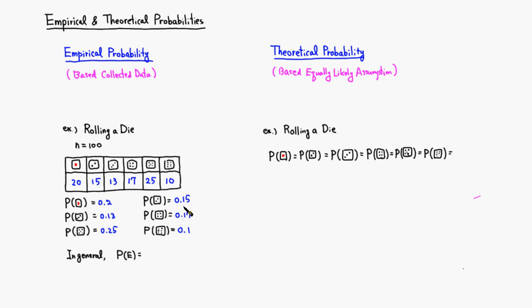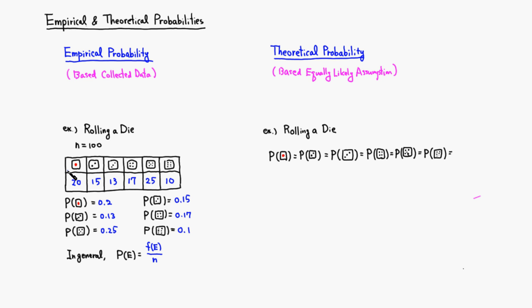In general, the probability of an event can be determined by the frequency divided by the number of trials, which is going to be n. Whatever the frequency of that event happening, like if the event is getting a 1, it happens 20 times. So 20 over n, which was 100 in this case, will determine the probability of an event.